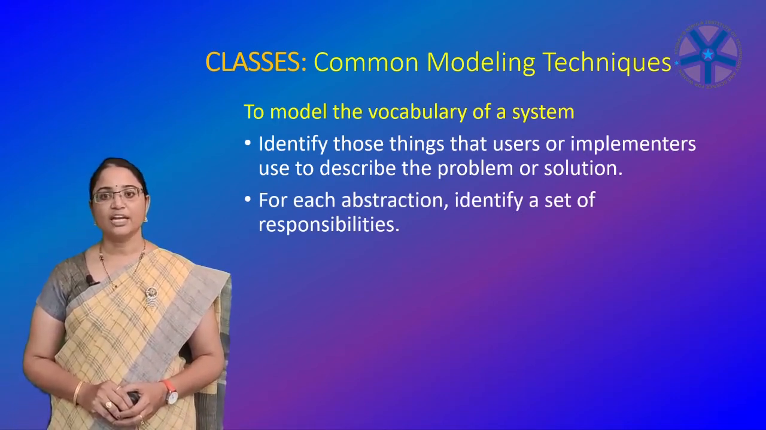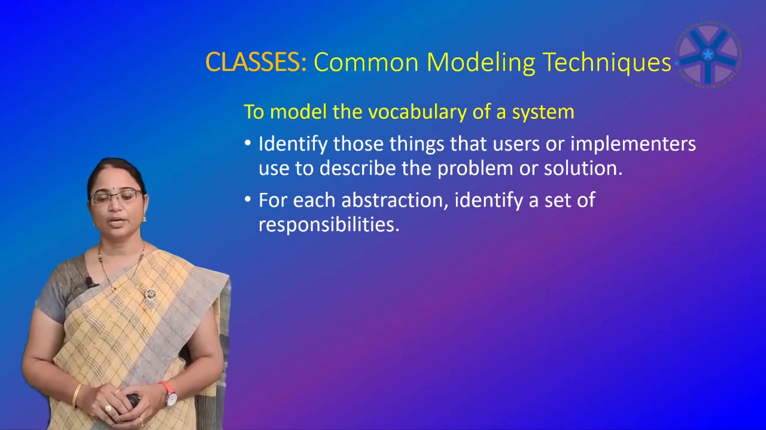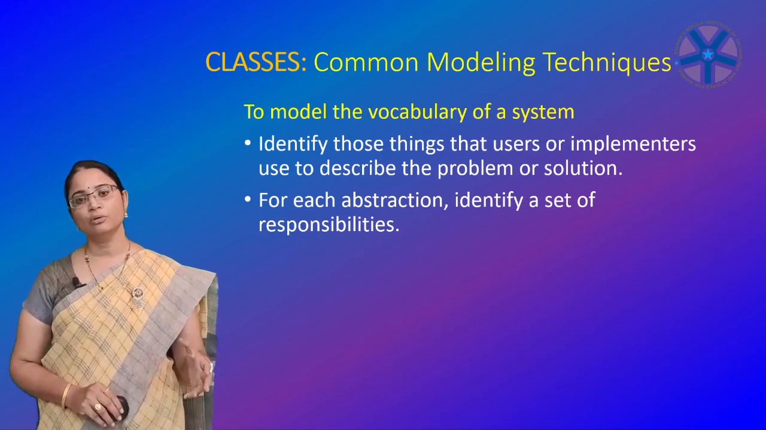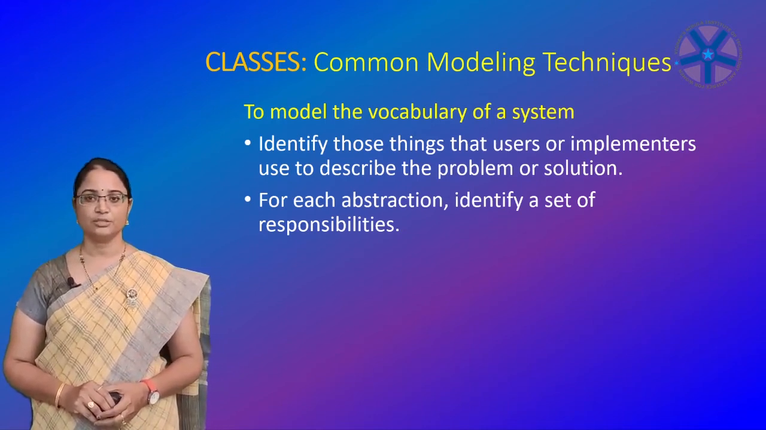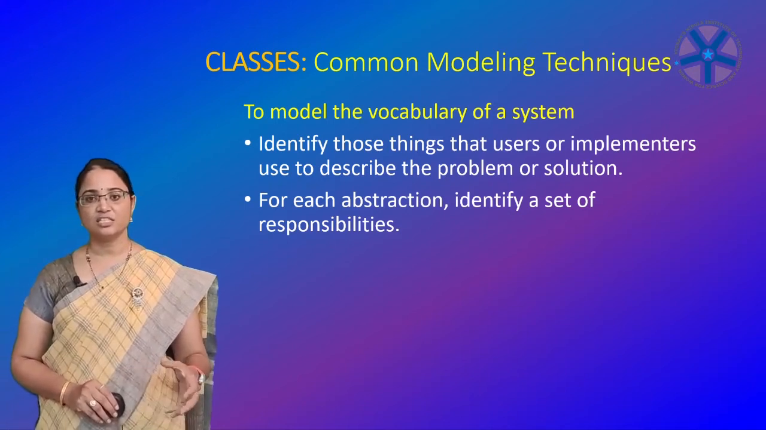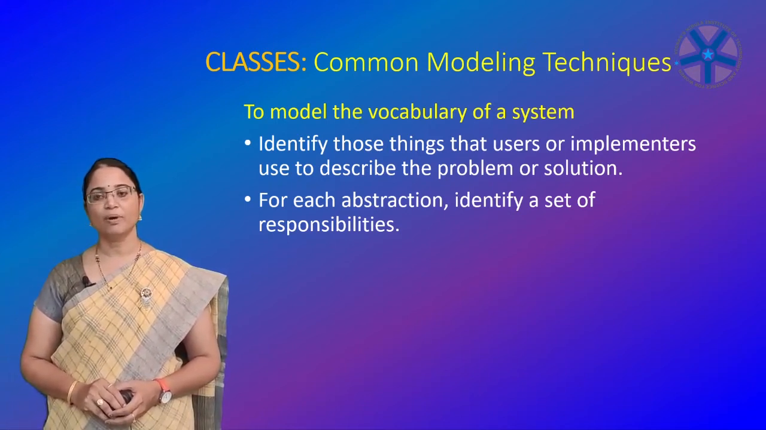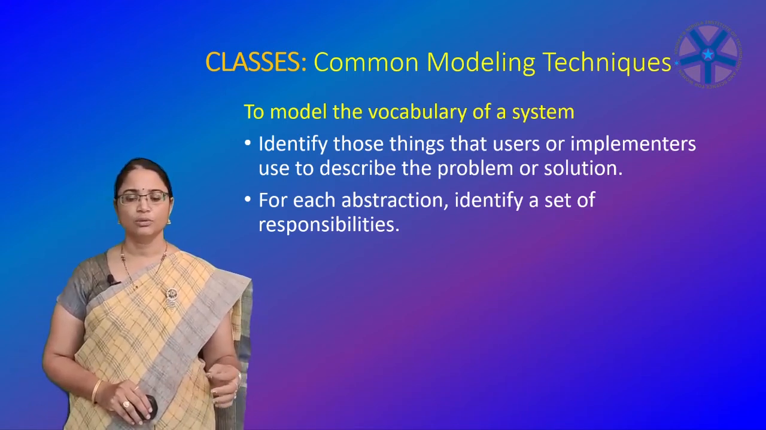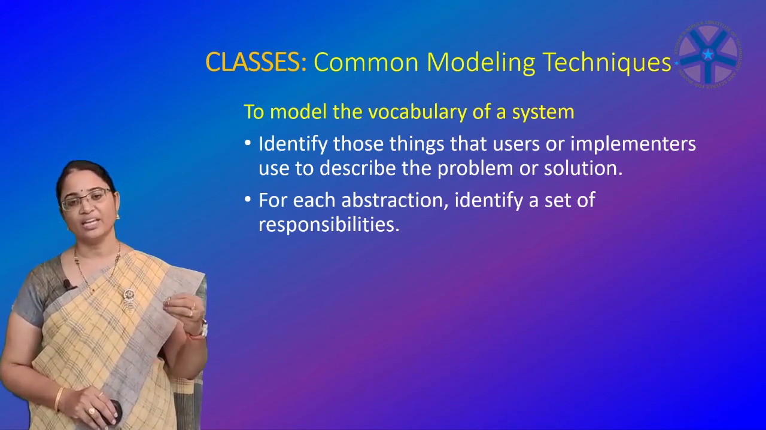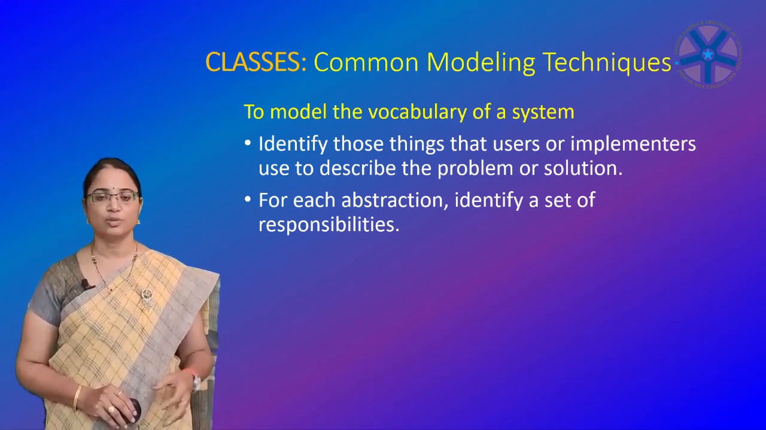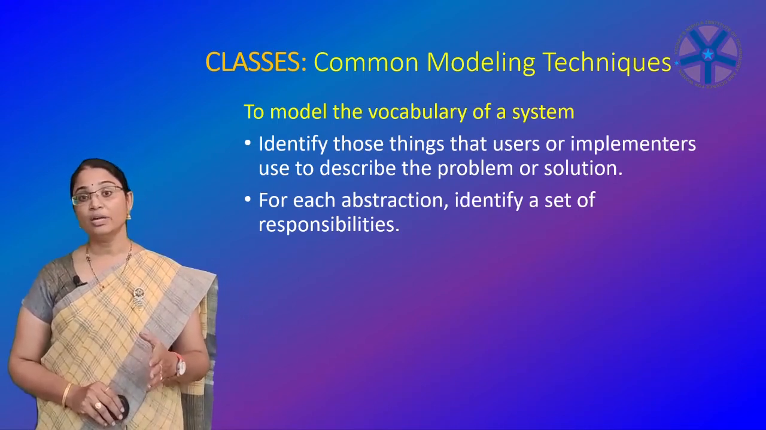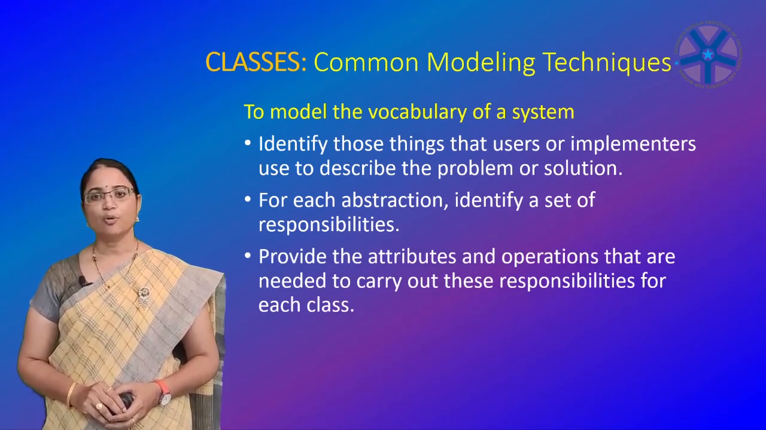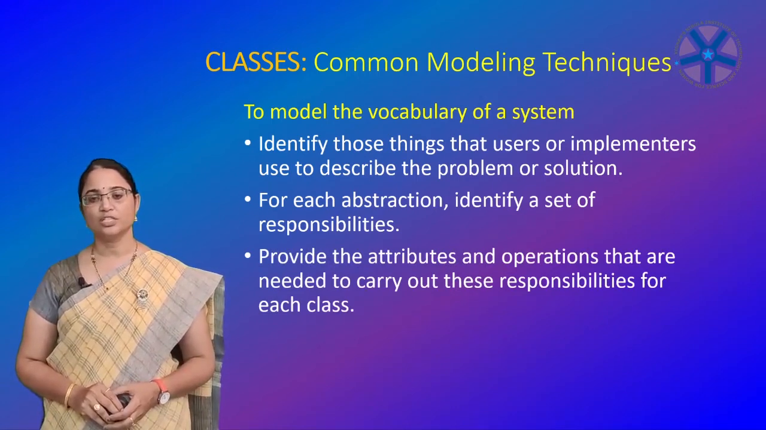For each abstraction, identify a set of responsibilities. Based on these responsibilities, you need to figure out the attributes and operations. So make sure that each class is crisply defined and that there is a good balance of responsibilities among all the classes. It means every class should have one or two, but it should not be that one class has a high number of responsibilities and another class has no responsibilities at all. No, you need to have a good, balanced number of responsibilities. This is the point you need to consider. Provide the attributes and operations that are needed to carry out these responsibilities for each class.